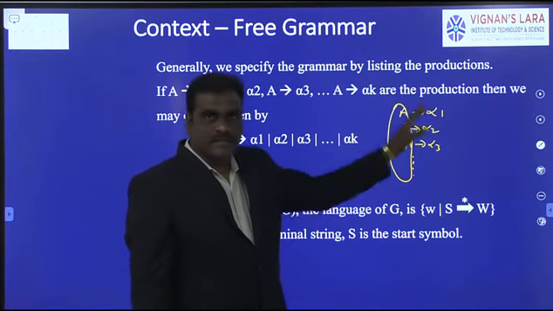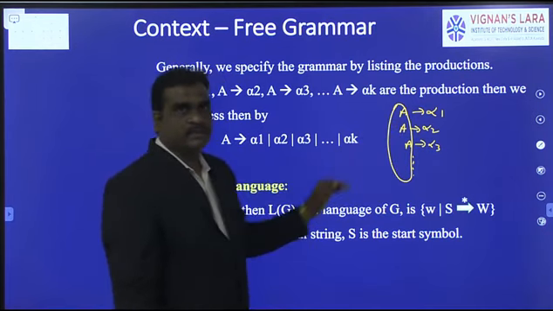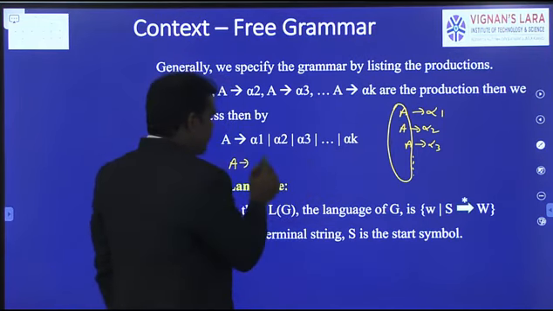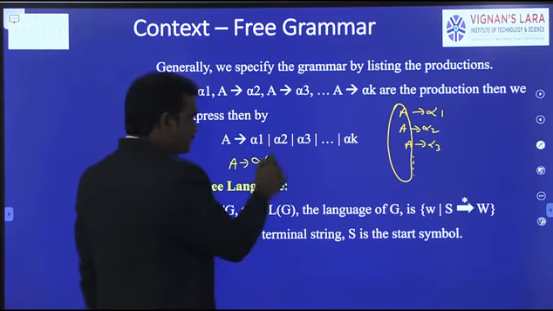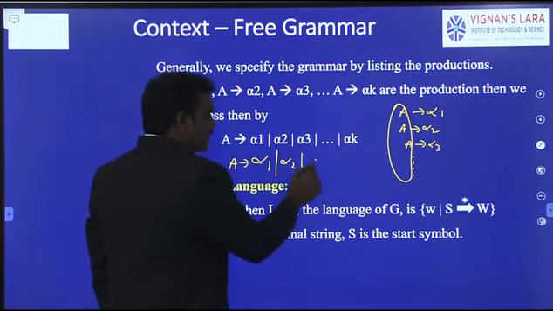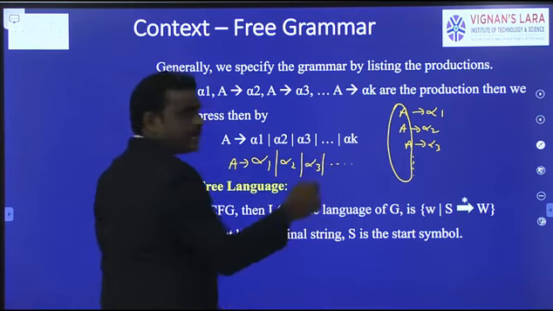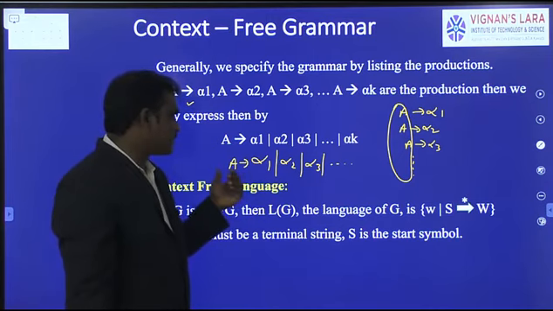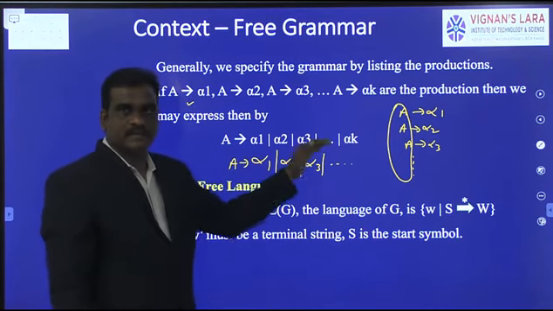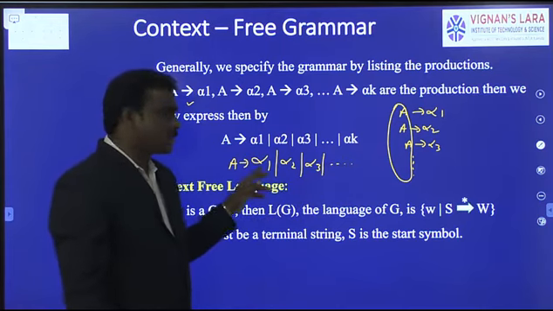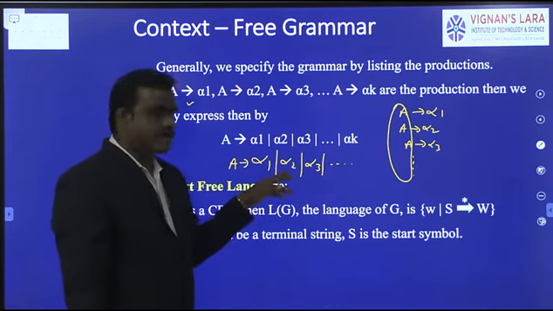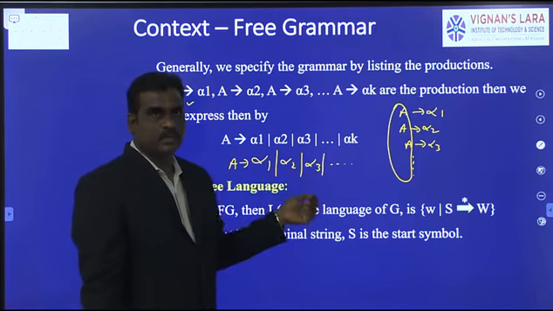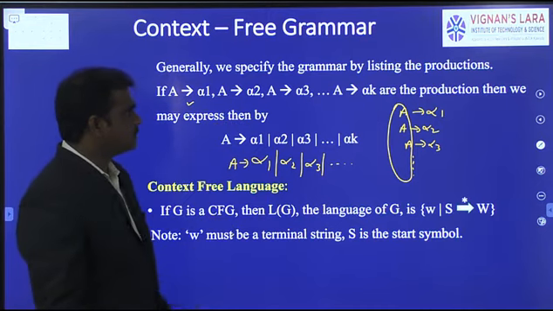Suppose the productions are like this, then we can simplify them like this: A to alpha 1, or alpha 2, or alpha 3, like that up to alpha k. Because the left hand side part is the same, that is A, and only the right hand side differs. So A to alpha 1 is one production, alpha 2 is the second production, and each production is separated by a slash or. Okay, so this is one approach.